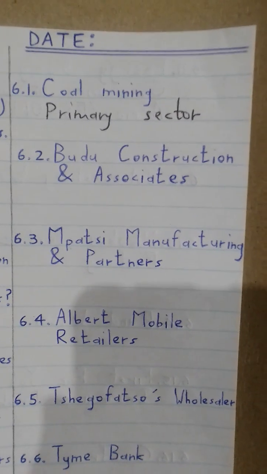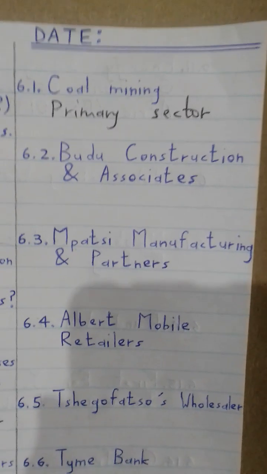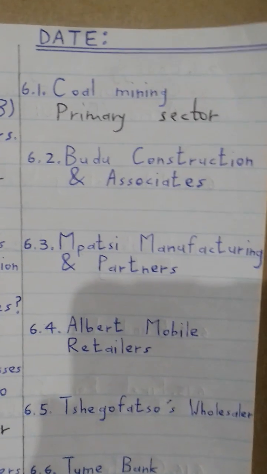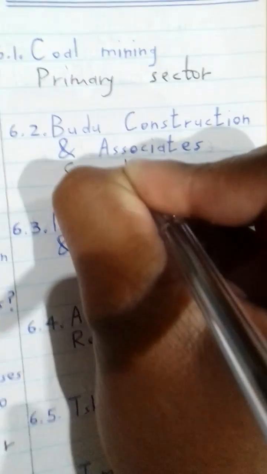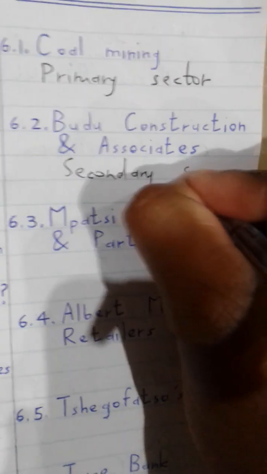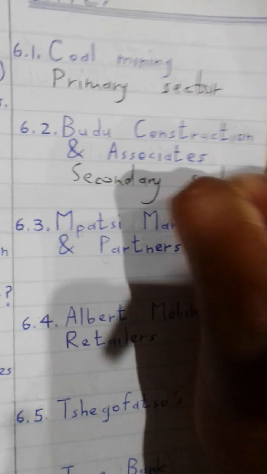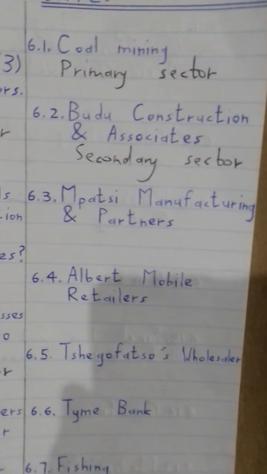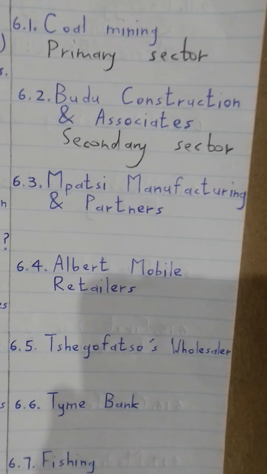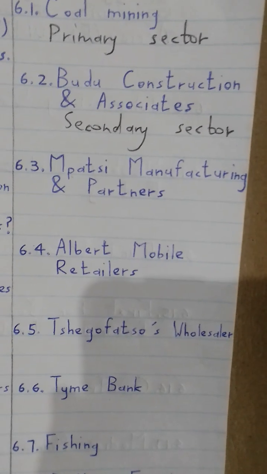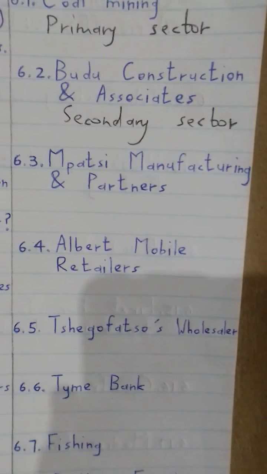6.2 Budu Construction and Associates. The key word here is construction. So remember, construction belongs to the secondary sector. 6.3, Mpatsi Manufacturing and Partners. Remember, the keyword here is manufacturing, and remember, manufacturing belongs to the secondary sector.